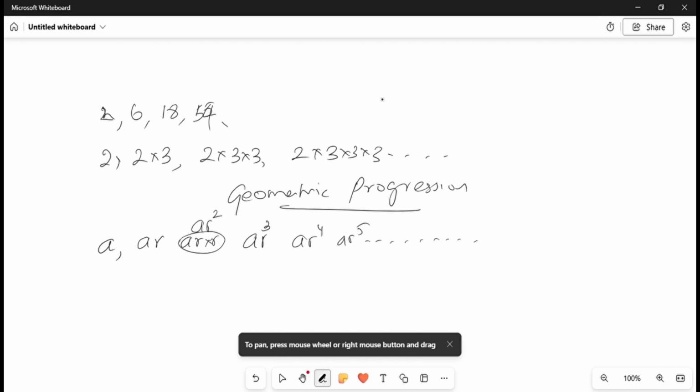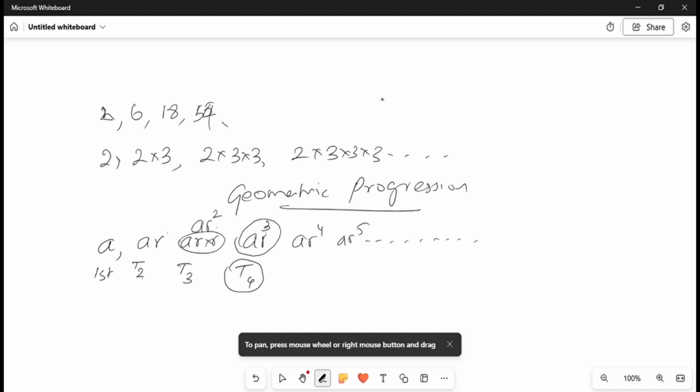So the first term is A, second term T2 is AR, third term T3 is AR squared, fourth term T4 is AR to the power 3. If you look at T4 and AR cubed, T3 and AR squared, there is a connection. See, here 4 comes, here 3. Here 3 comes, here 2. Here 2 comes, here 1. Here 1 comes, here R to the power 0, right?